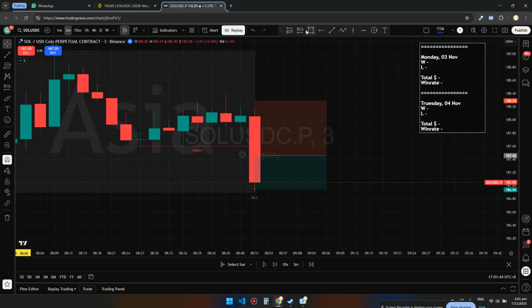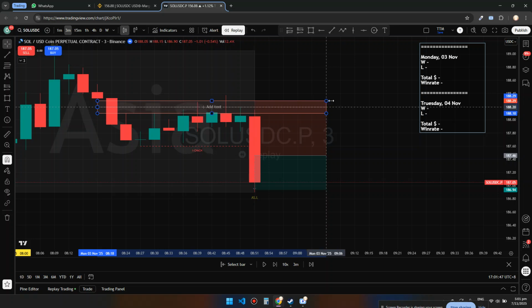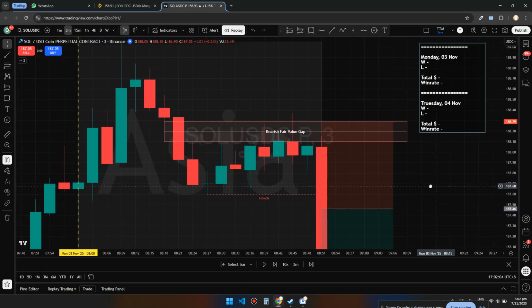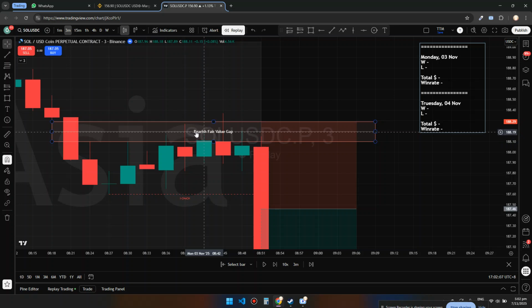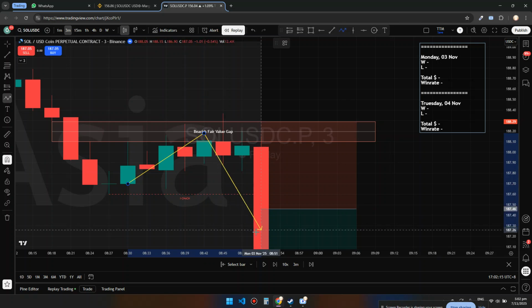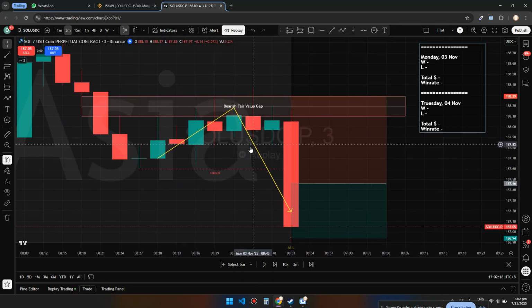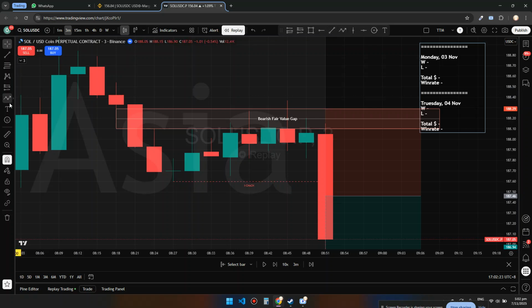So fair value gap is an area. By the way, this is all the red candles, so this is a bearish fair value gap. You can see price tried to break above this fair value gap, but it couldn't break above. So once price steps into the fair value gap, there is a chance for price to come down. Correct?